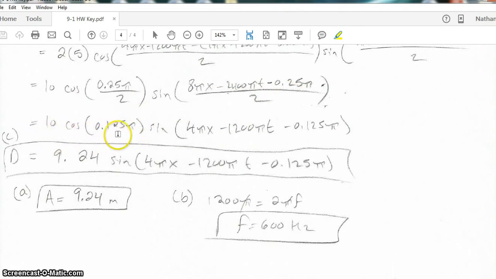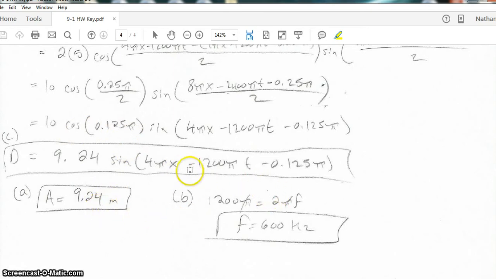So 10 times cosine of 0.125 pi, which gives me 9.24, which represents the amplitude of my resultant, my superposition function, right? So the 9.24, very easy to see where that comes from if I've used the trig identities to calculate this value here, right? 10 times cosine of 0.125 pi, and it gives me 9.24, right?